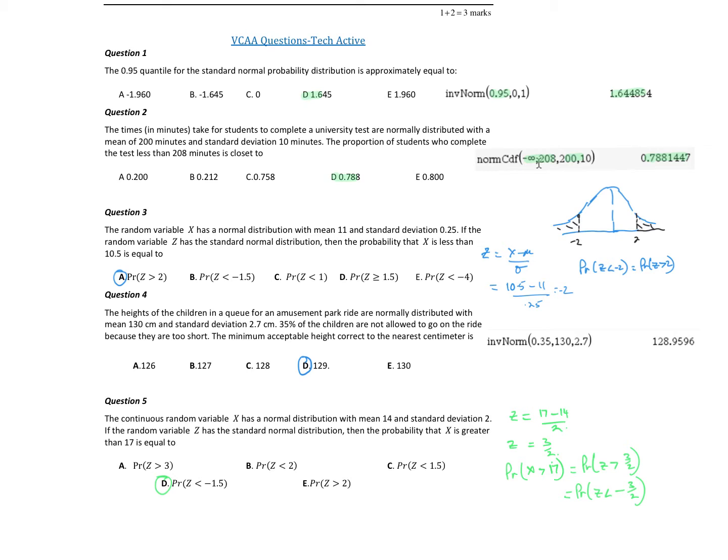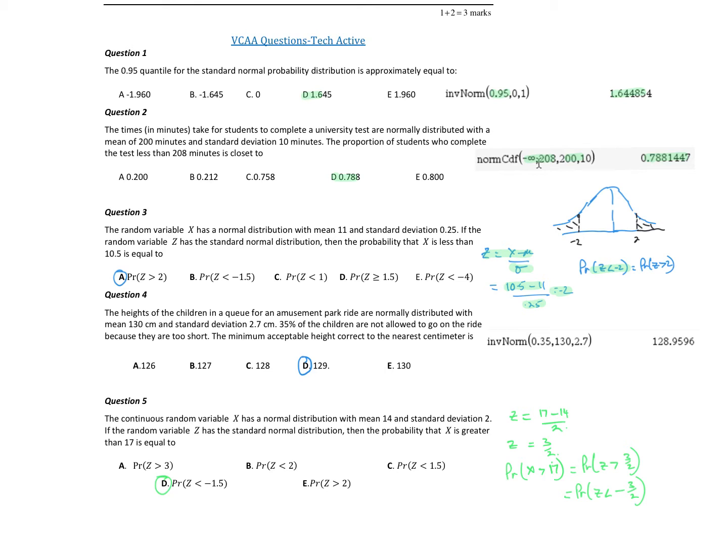We often need to use symmetry properties around here. So if we have a normal distribution with mean 11 and standard deviation of 0.25, and the random variable Z has a standard normal distribution, then the probability that X is less than 10.5, what's an equivalent Z expression for that? Well, Z is equal to X minus mu on sigma, so 10.5 minus mu on sigma is the same as -2. So an equivalent expression is the probability that Z is less than -2.